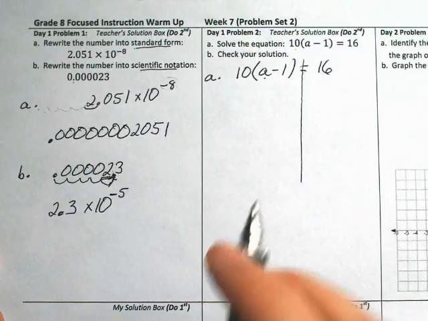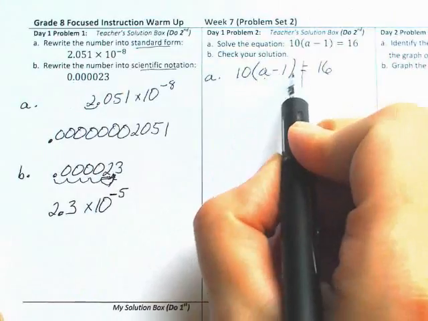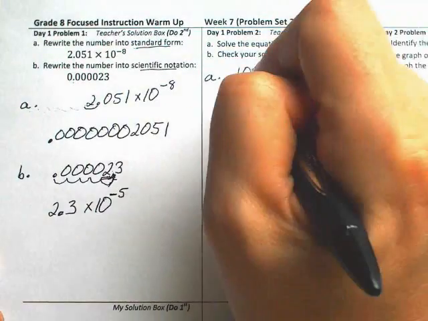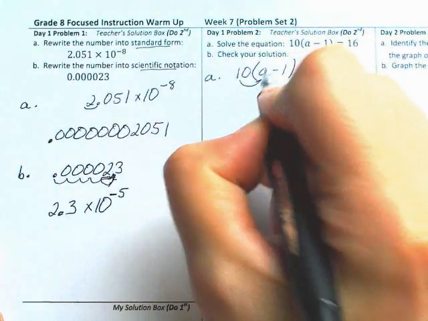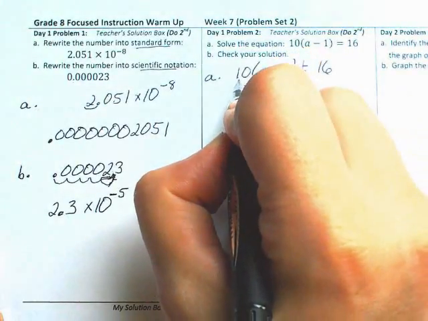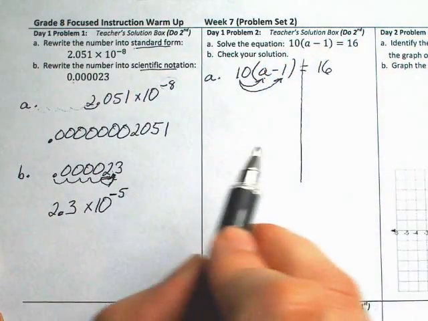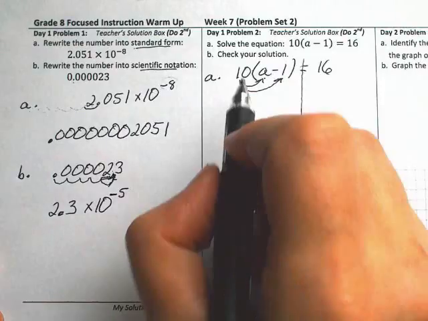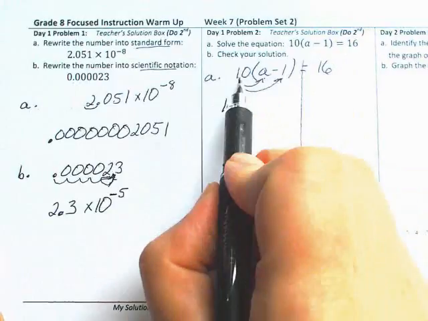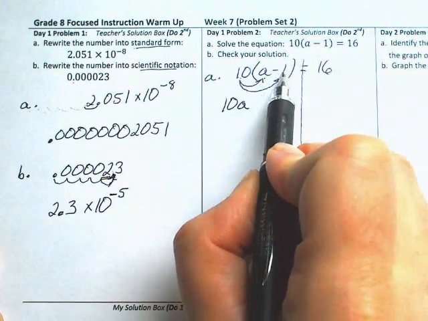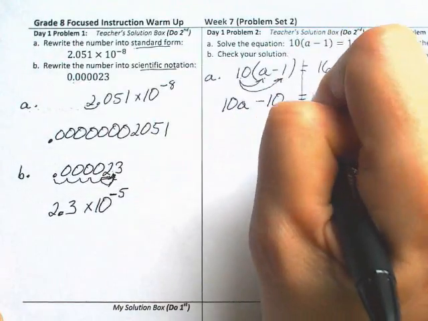One of the things on that side of the equation is the 10 times the part of the problem with the parentheses. And so we could multiply 10 times the a and also multiply 10 times the 1. That double multiplication is called the distributive property. 10 times a is 10a, and 10 times negative 1 is negative 10, and that is equal to 16.